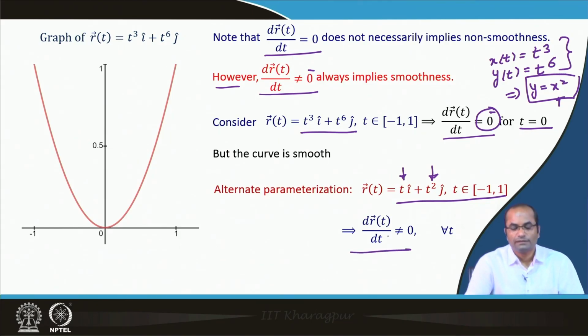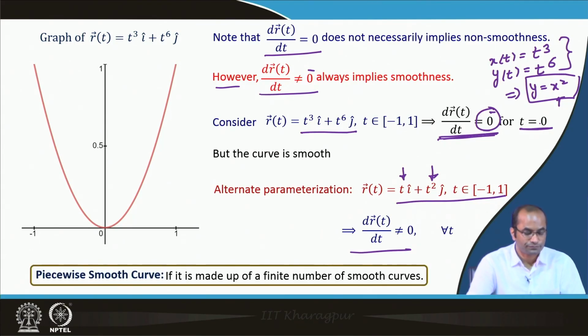So, what we learn here is that there could be a parameterization of a given curve which may tell us that the derivative of r with respect to t, the tangent vector, is 0 at some point of t, but this does not necessarily imply that the curve is non-smooth. The curve can be smooth, like the example we have seen here.